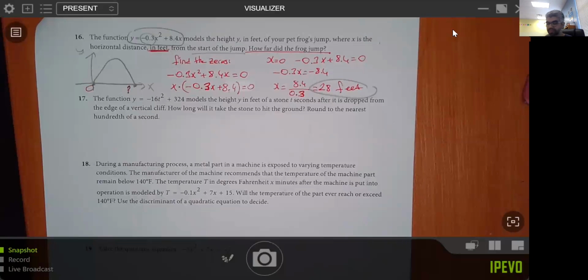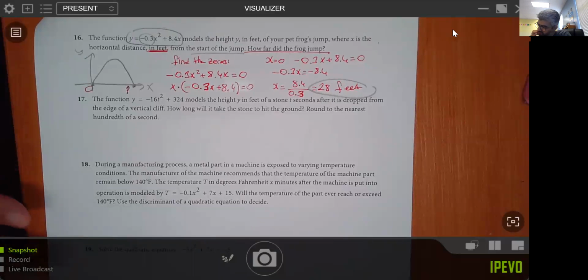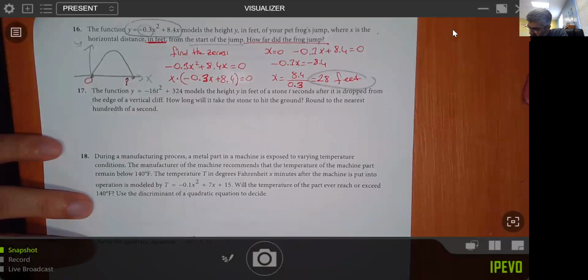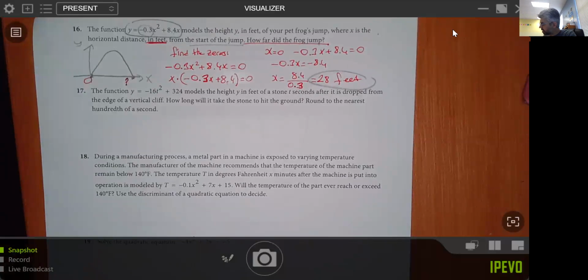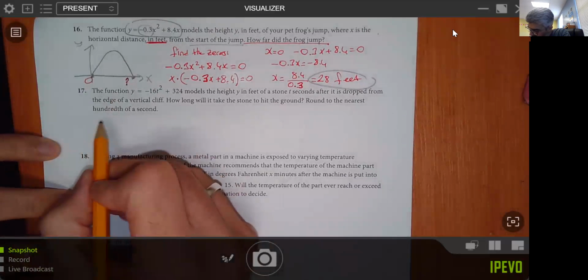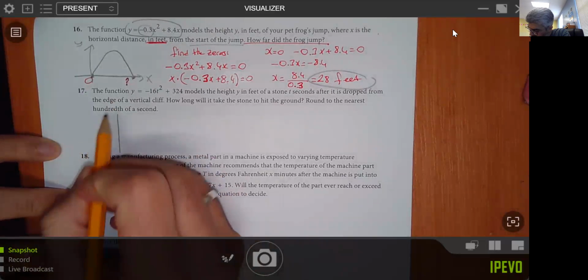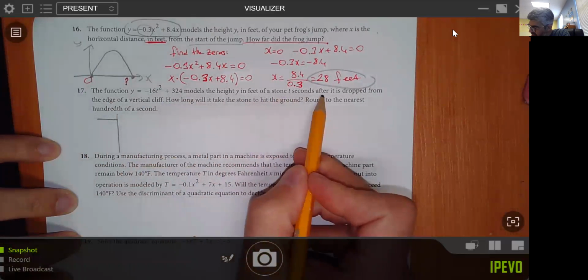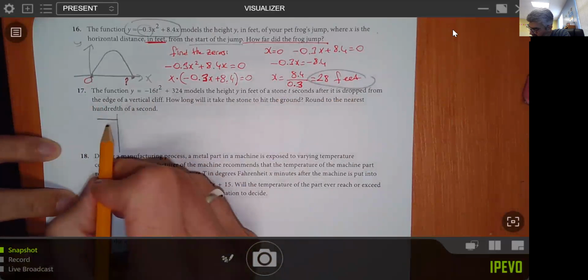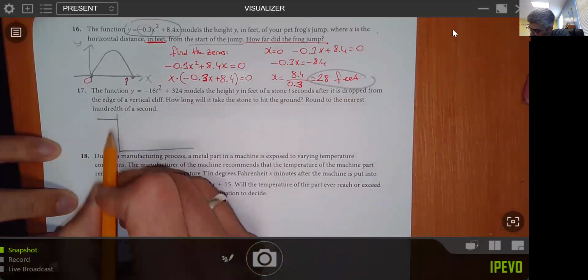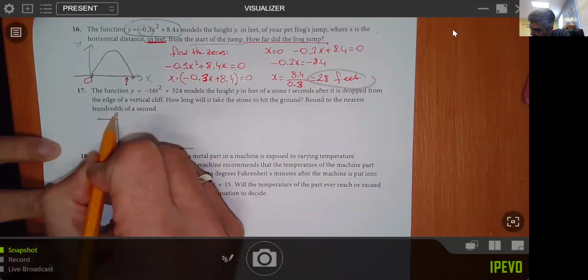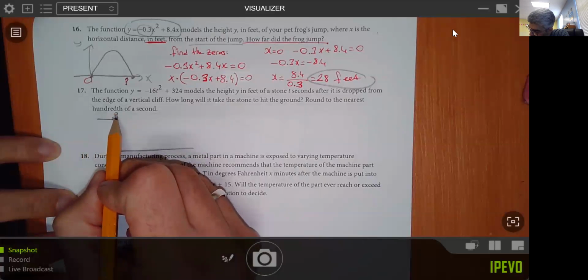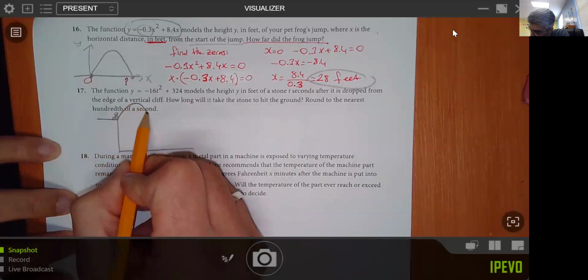All right. Number 17. The function y equals negative 16t squared plus 324 models the height. I like to visualize the questions, guys, okay? So let's say height y in feet of a stone t seconds after it's dropped from the edge of a vertical cliff. Here is a vertical cliff, okay? So there's a person here and he throws a stone. It's something like that.